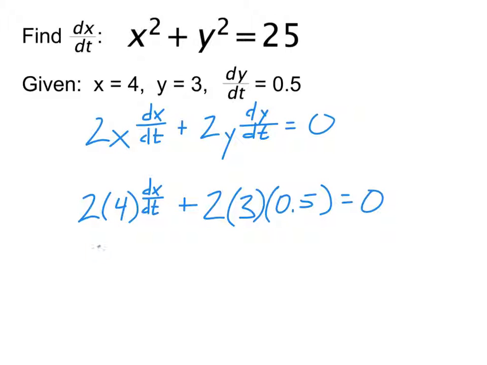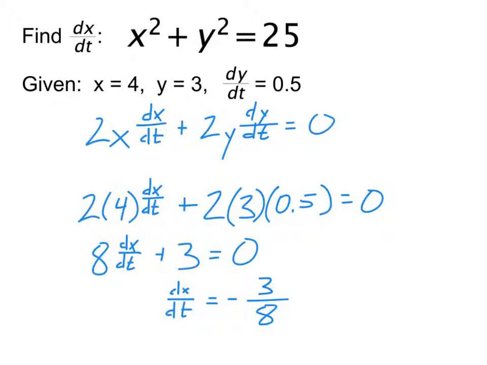So we go ahead and combine our like terms to make things a little bit cleaner. So we have 8 dx over dt plus 3 equals 0. I still need to solve it for dx over dt though. So I subtract the 3 from both sides, and then I divide both sides by 8. And so you end up finding that dx over dt equals a negative 3/8. Just doing the algebra from that second to last line to the last line there.